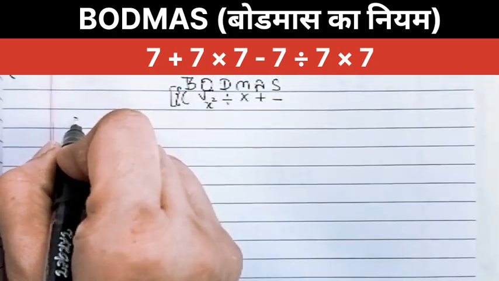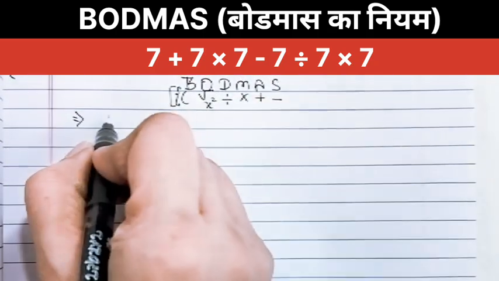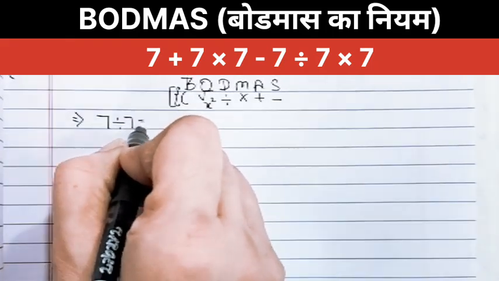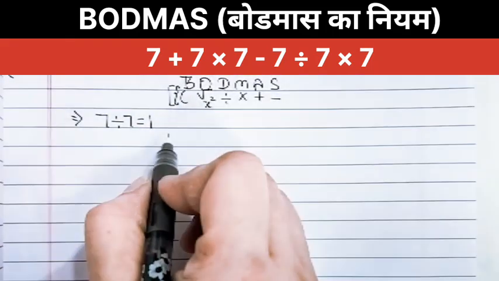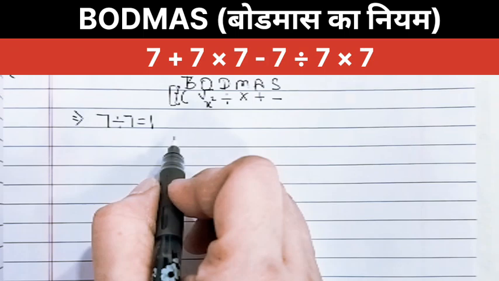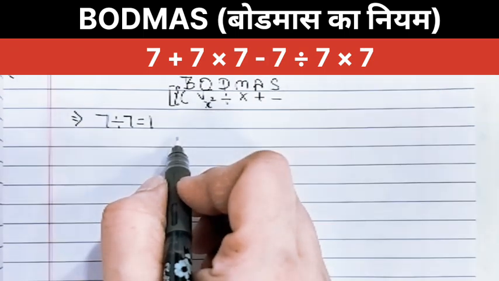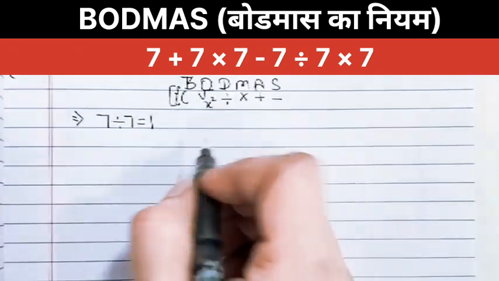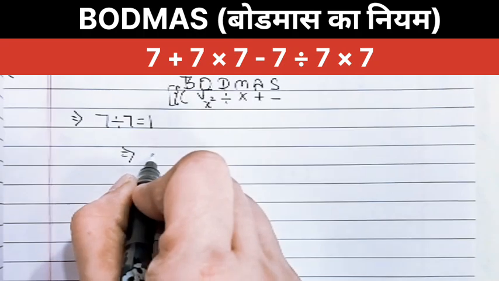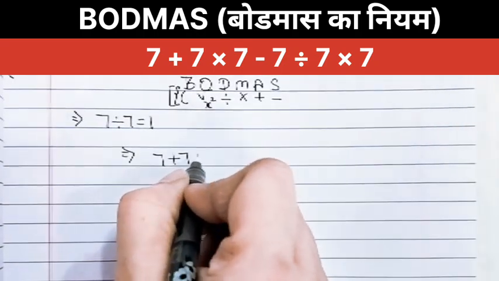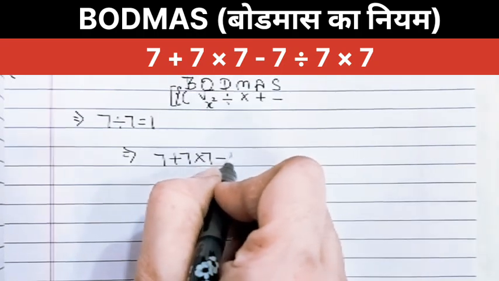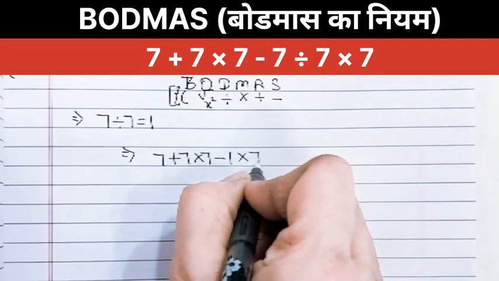Now first we perform division. As you can see, 7 divided by 7 equals 1, and the BODMAS rule says division must be performed before multiplication, addition or subtraction. So now the current equation becomes 7 plus 7 multiply 7 minus 1 multiply by 7.